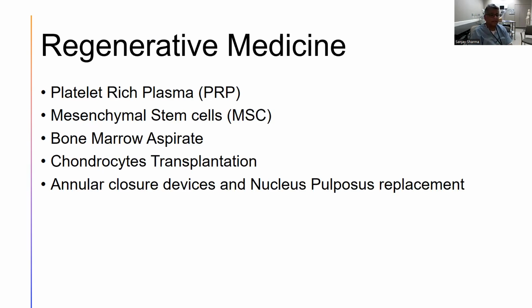So regenerative medicine, basically the concept is to use plasma cells. We use platelet-rich plasma, which can be injected into the joint, back, or other joints, knees. The people who practice it claim that it's really helped, and there's no real study that shows it's very helpful, but it does help some patients. So people have started using it here a lot. And also mesenchymal cells and bone marrow aspirate, chondrocyte transplants, annular closure devices and nucleus pulposus replacements.